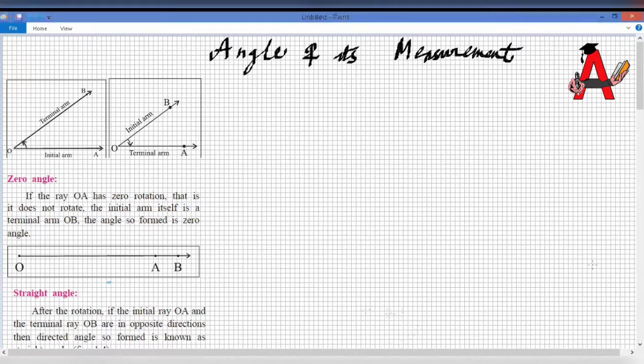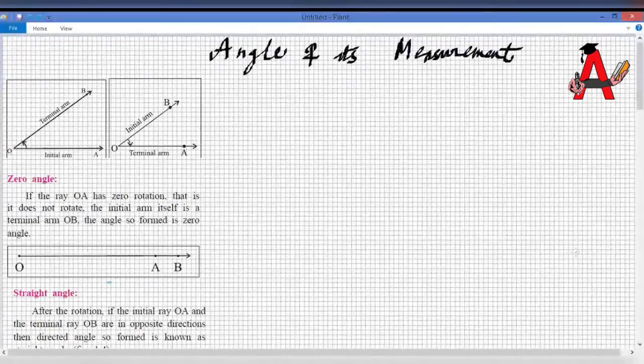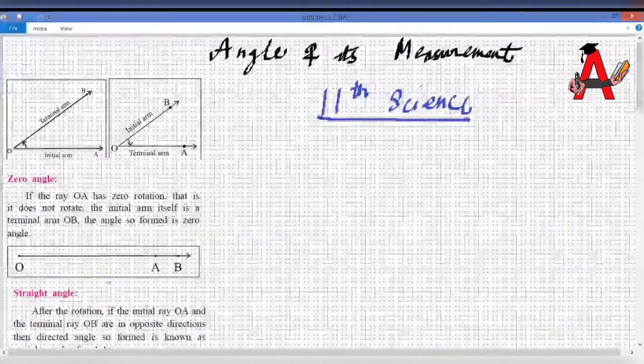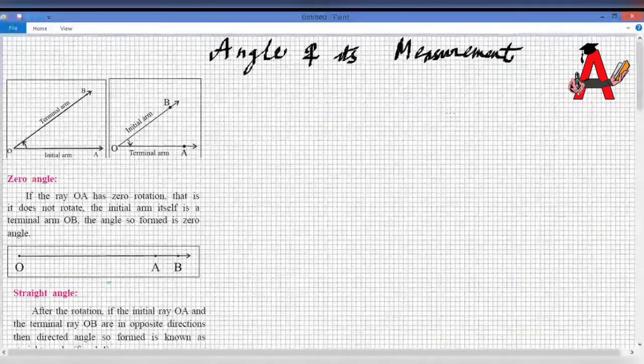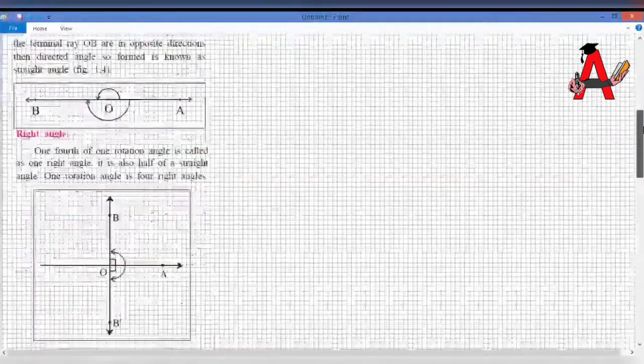Hello everyone. Today in this chapter, I want to discuss angle and its measurement. This is the first chapter in 11th standard in the science portion. So 11th science, the first chapter is called angle and its measurement. In this chapter we will study about angles, and then I'll explain the different types of angles.